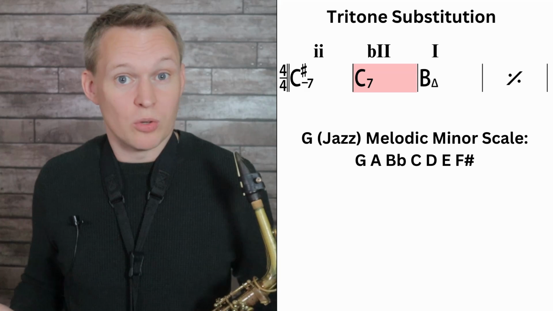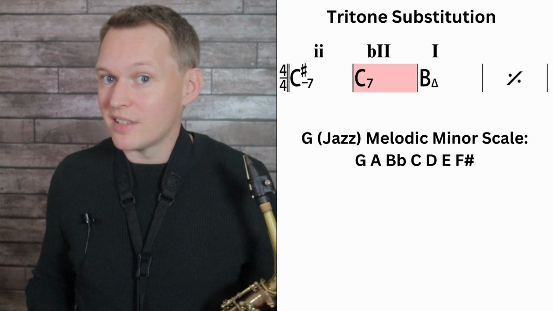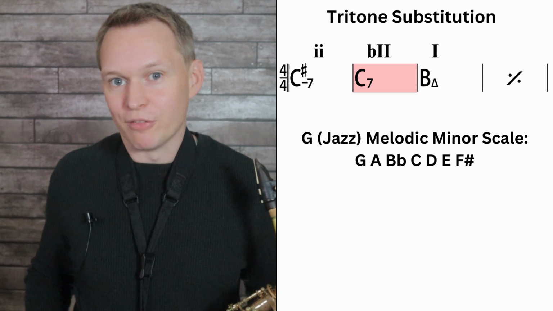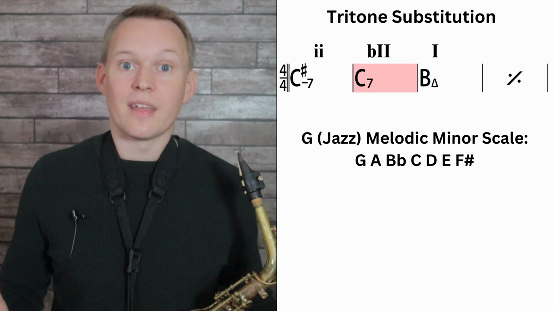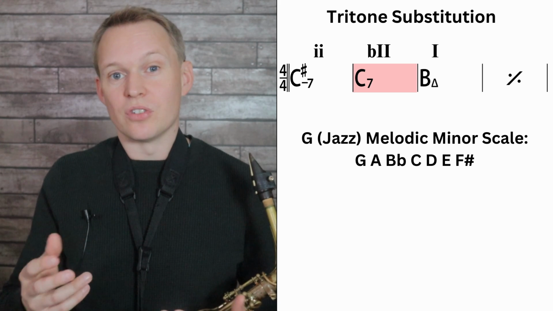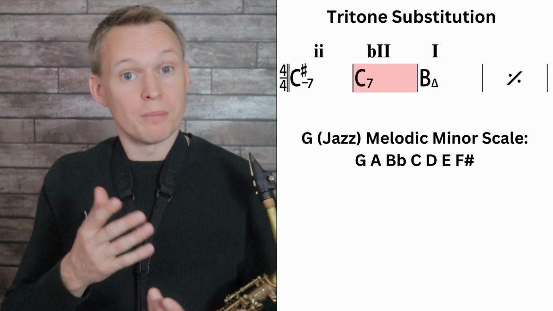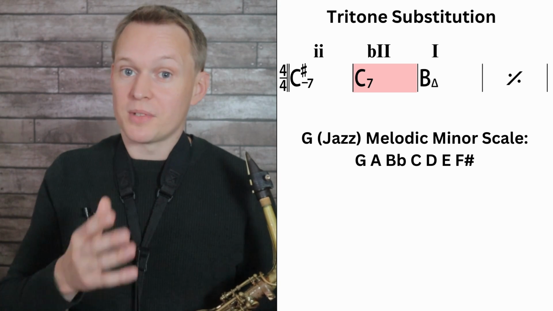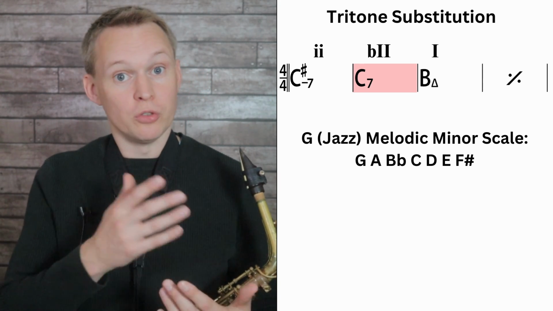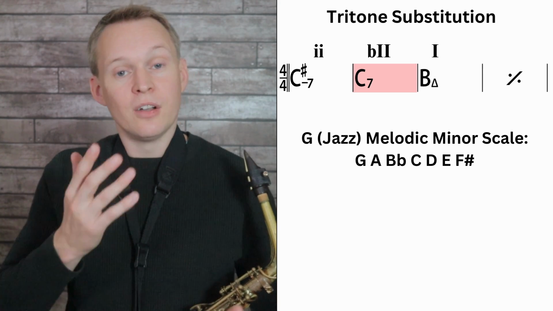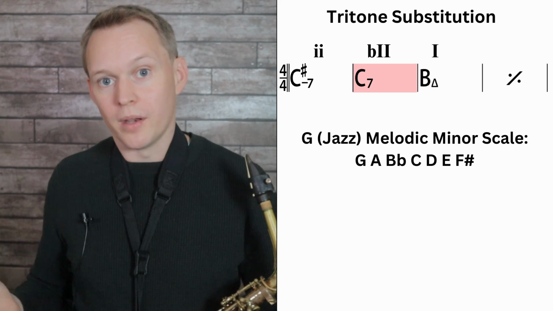Now, the other place where you might use that G melodic minor scale on C7 is when you're in this situation. You have a C sharp minor 7 chord, then you have C7, and then you have B major 7. So what's going on here is that C7 is known as a tritone substitution. You can think of it as a substitute F sharp 7 chord. If we had F sharp 7 there, then we would have a 2-5-1 in the key of B major, chord 2, C sharp minor, 5, F sharp 7, and 1, B major.